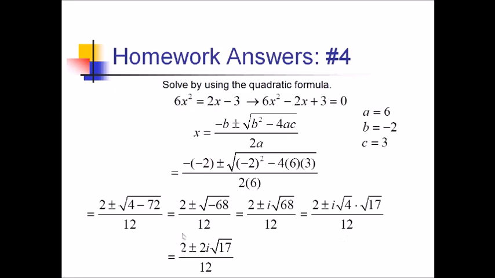And since 2, 2, and 12 are all divisible by the common factor of 2, we can reduce this a little bit more, divide each of these by 2. So this will be 1 plus or minus 1i, or just i, radical 17, all over 6.